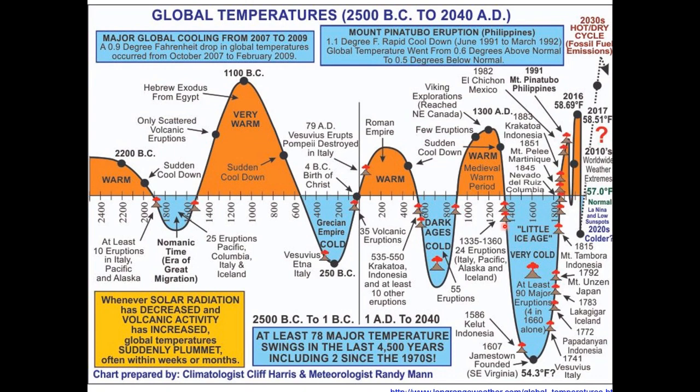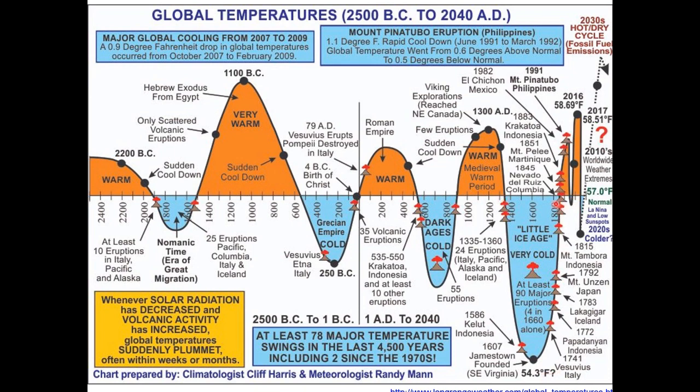So this is between 1400s to 1800s, right? You can see here it is labeled at least 90 major eruptions. So here, many eruptions. So now why did the temperature, global temperature, dip this very low?